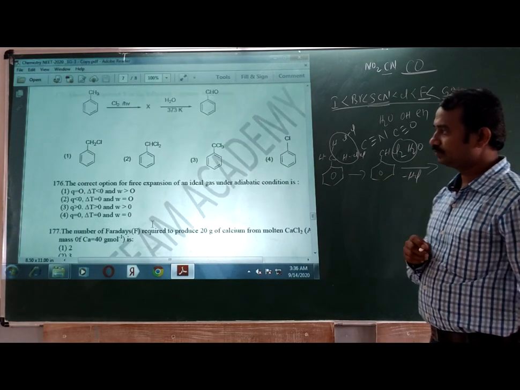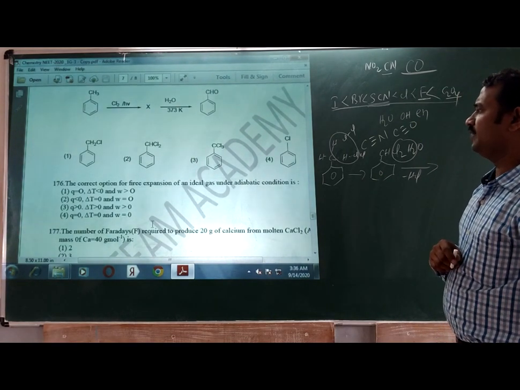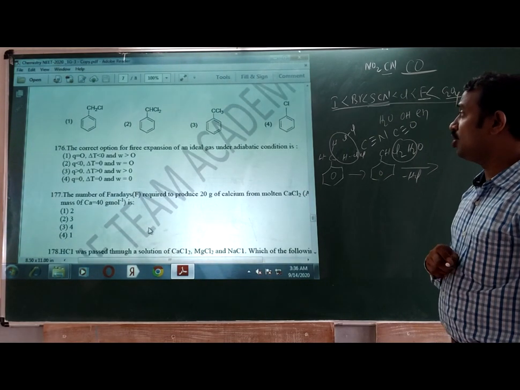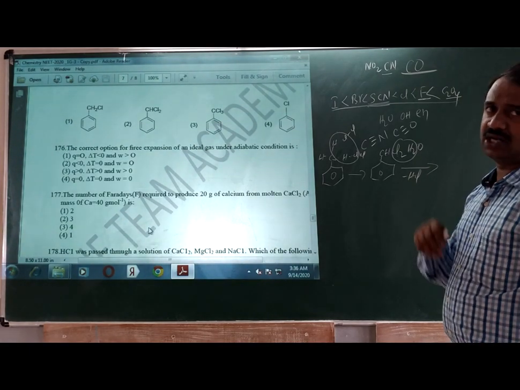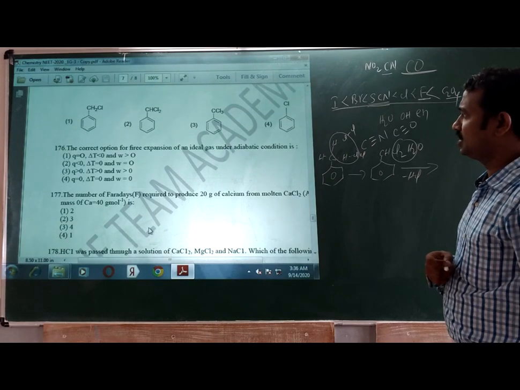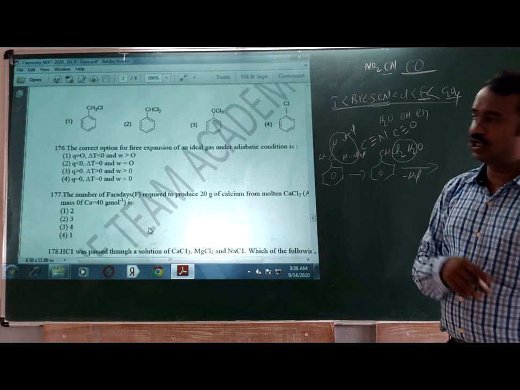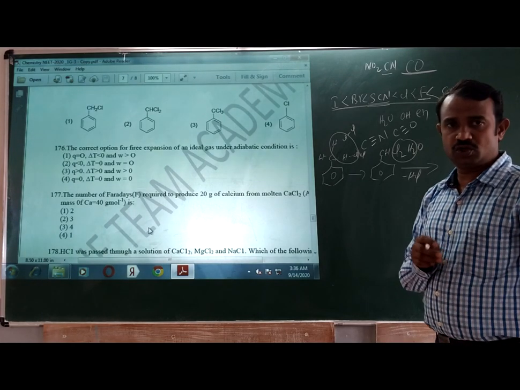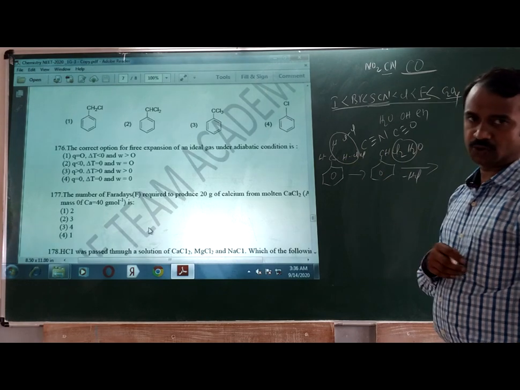Next one. Coming to the correct option for free expansion of an ideal gas under adiabatic condition, you can observe that the temperature does not change. Delta T equals 0, W equals 0 and Q equals 0. That is according to the adiabatic process.